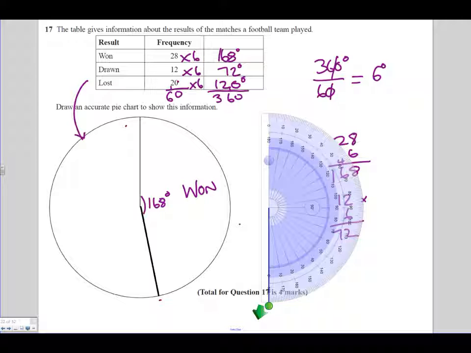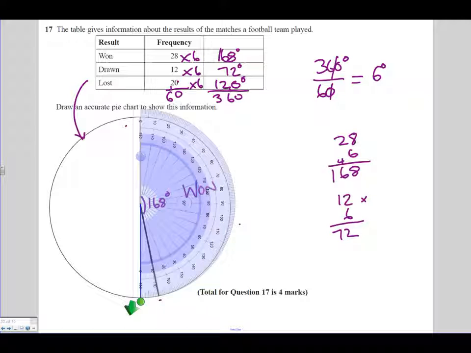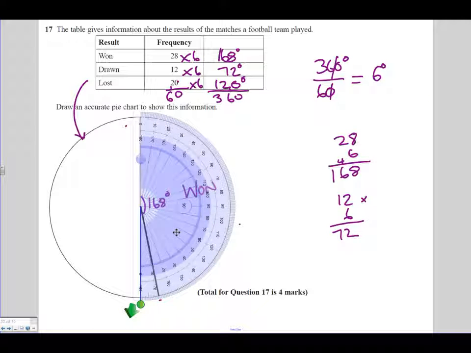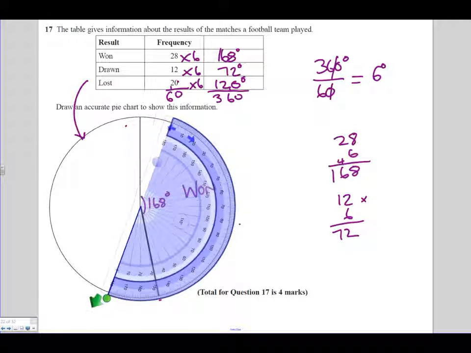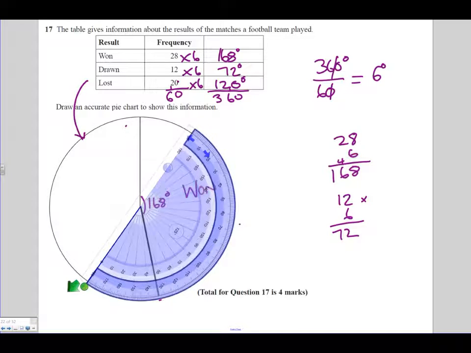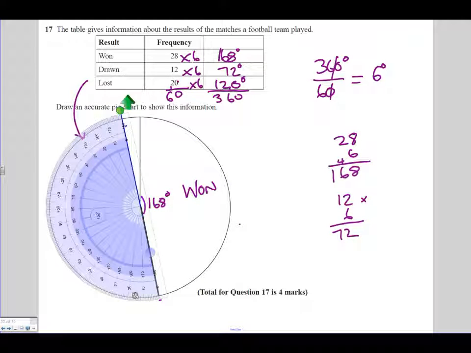Now the easiest way to plot the next one is to line up the 0 marker on your protractor with the line that you've just drawn. So again, the crosshairs go into the center of the circle and rotate the protractor around until 0 is lined up with the line that you've just drawn. So now it's easy to plot the 72 degrees. So starting at 0 here, count round to 72 degrees. Put a little mark where 72 degrees is.